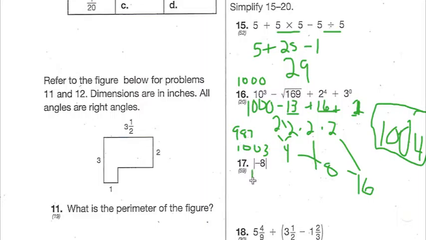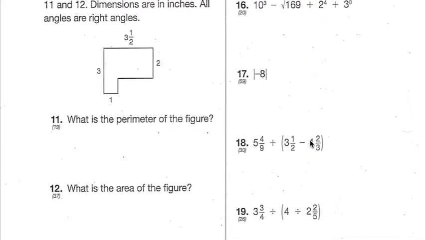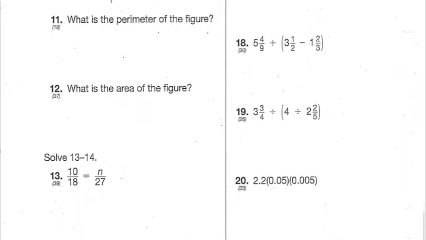So these brackets mean absolute value, or distance from 0. Regardless of which way you go from 0, if you go plus 8 or minus 8, you are still 8 away. Absolute value of negative 8 is 8. 3 more problems. Gonna make it.